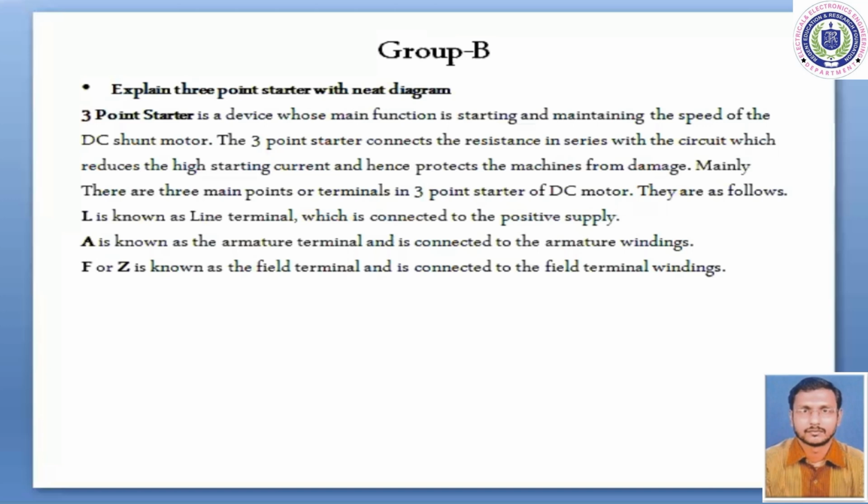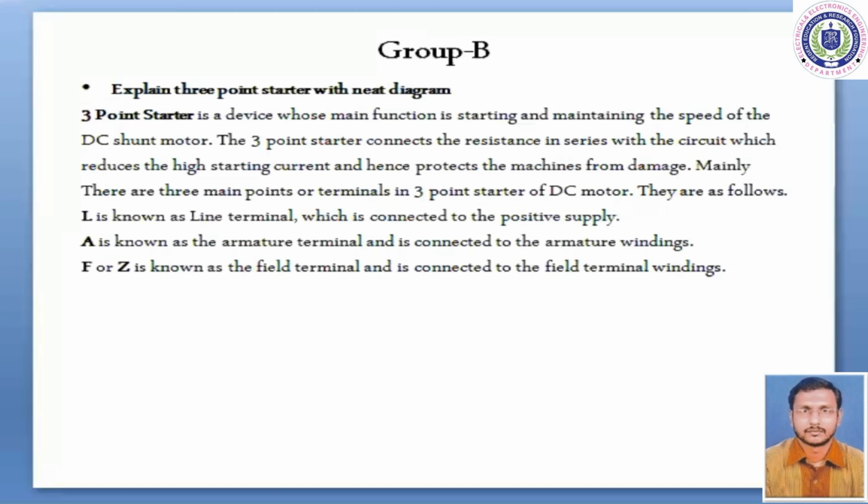As its name implies, the 3-point starter should have 3 terminals. These terminals may be designated as L, A and F. L stands for line terminal, A stands for armature terminal, and F stands for field terminal. The line terminal is connected to the positive supply, the A terminal is connected to the armature winding, and the F terminal is connected to the field winding respectively. And this starter is mainly used for DC shunt motor.